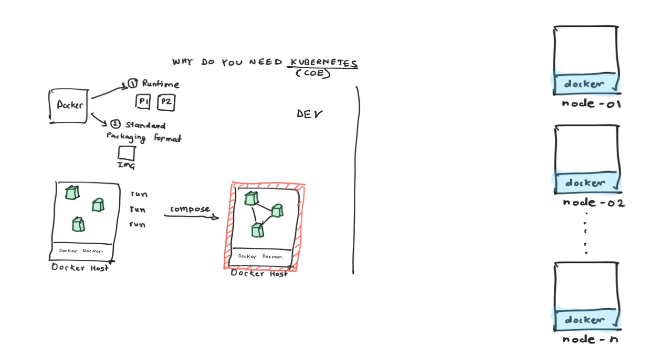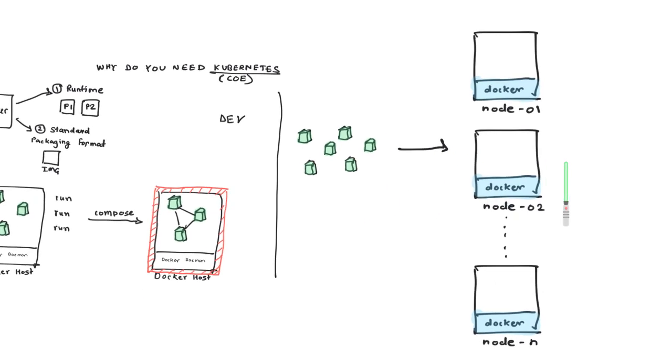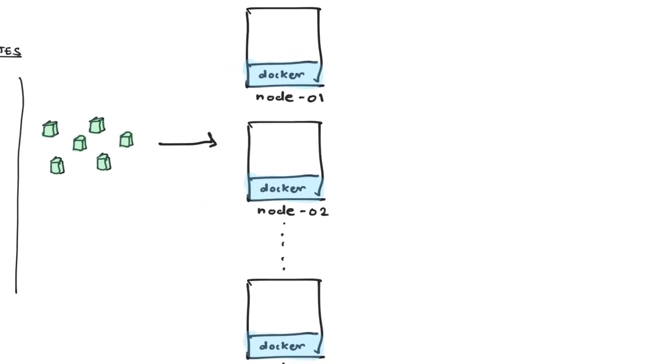In a typical production environment, you'll have a bunch of servers. Let's call them nodes. And then you would also have to deploy hundreds of containers a day, because we typically do immutable deployments with containers.